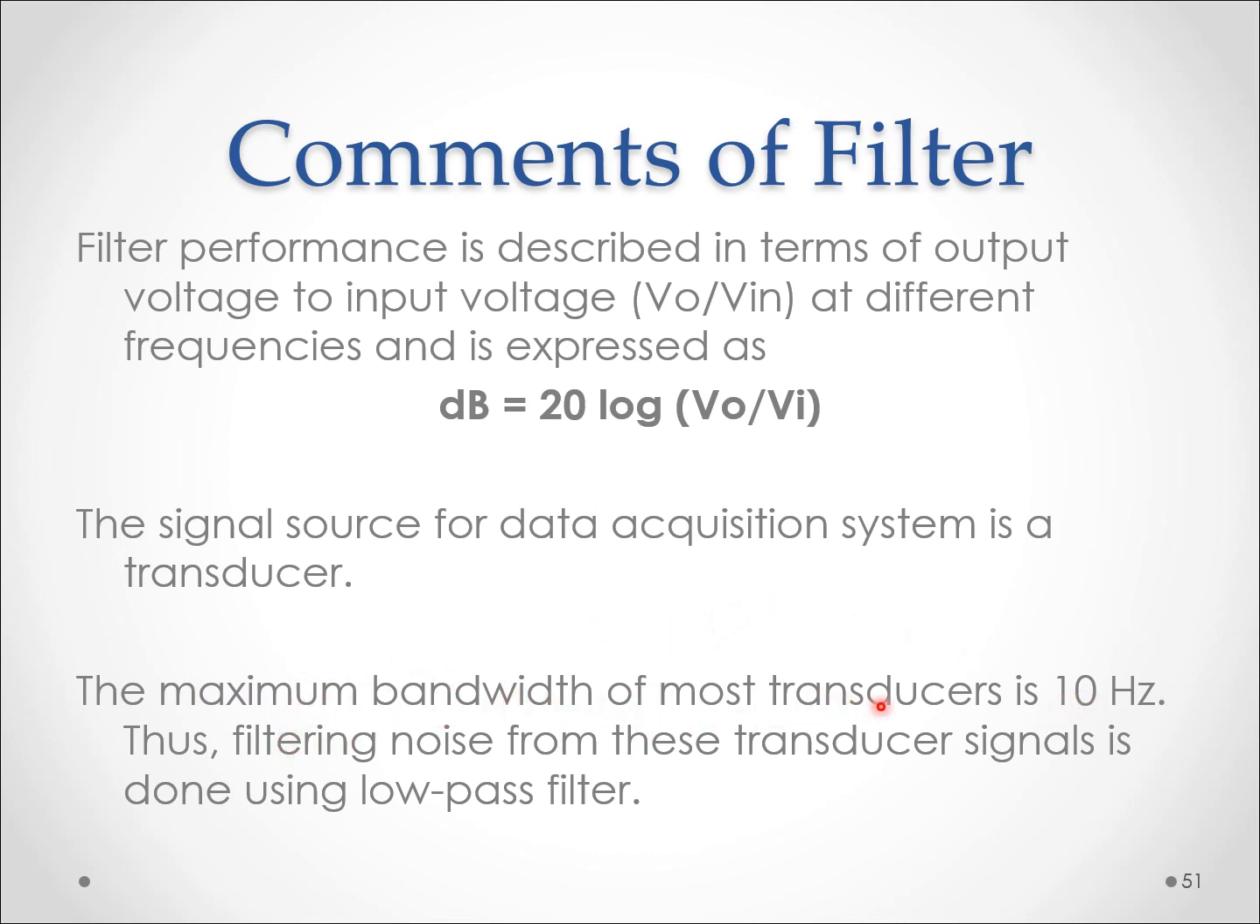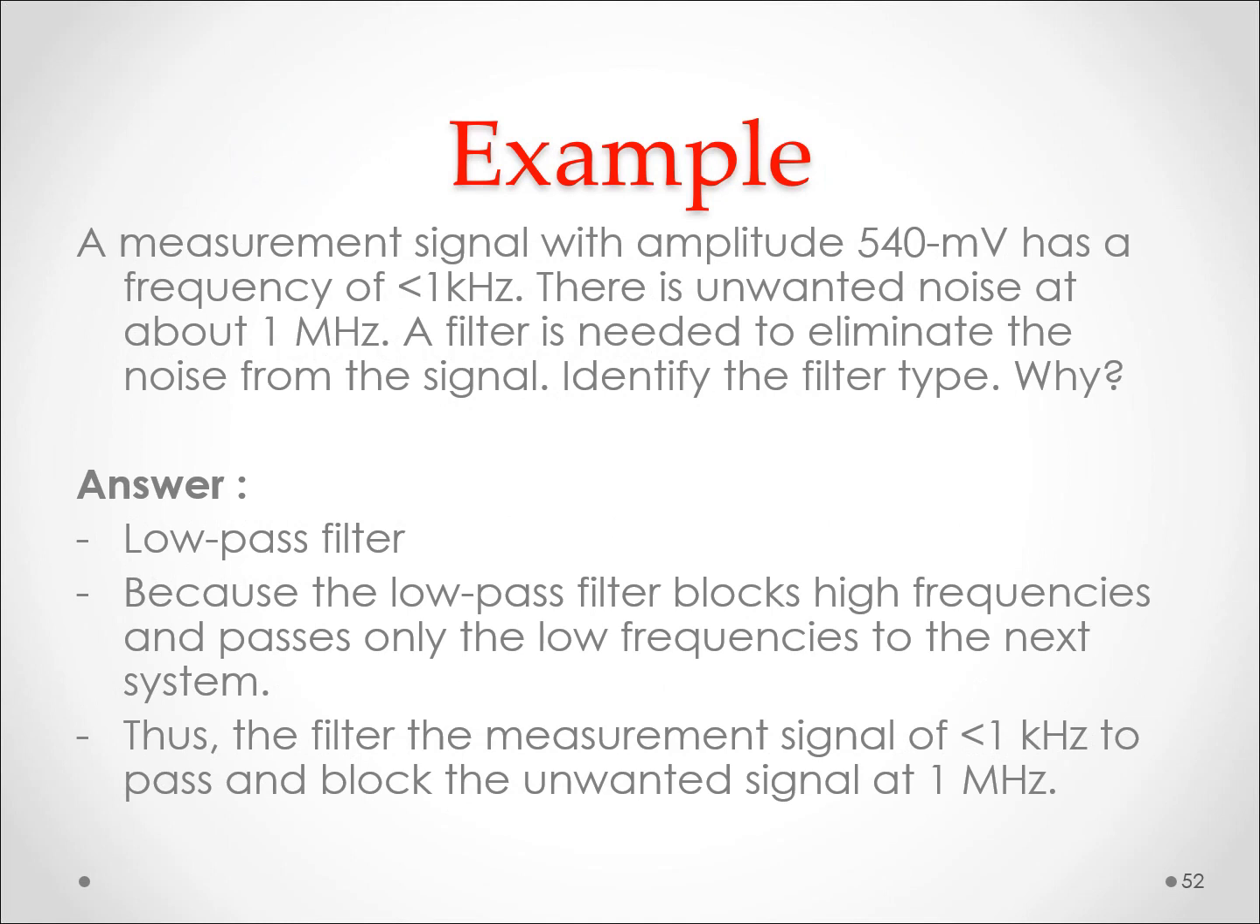An example related to this RC filter. Let's say a measurement signal with amplitude of 540 millivolt has a frequency of less than 1 kHz. There is an unwanted noise at about 1 MHz. A filter is needed to eliminate the noise from the signal. Can you identify the filter type and why?